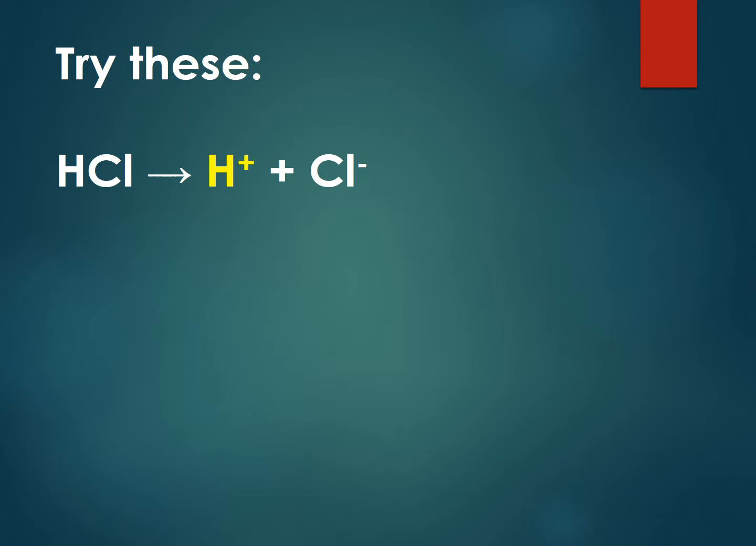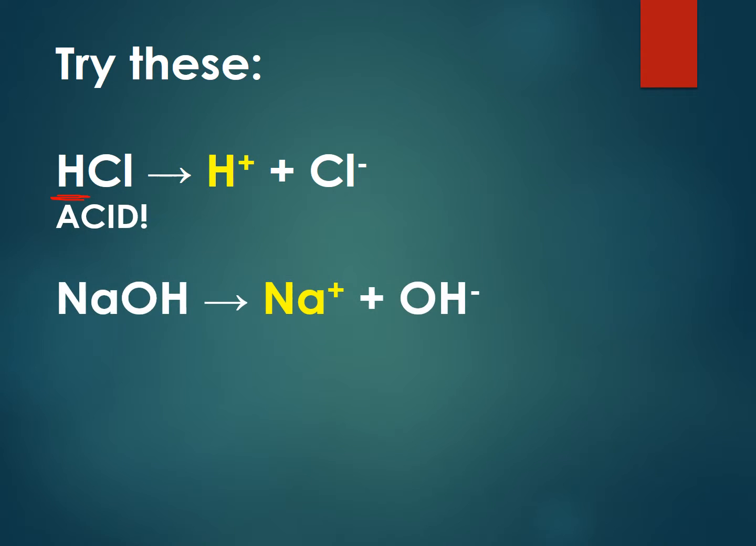We have here HCl. When it goes into water, it splits into a hydrogen ion and a chloride ion. With this hydrogen ion, we can see that this must be an acid. NaOH has this OH right here, and it splits into Na+ and OH- in water, so NaOH is a base.